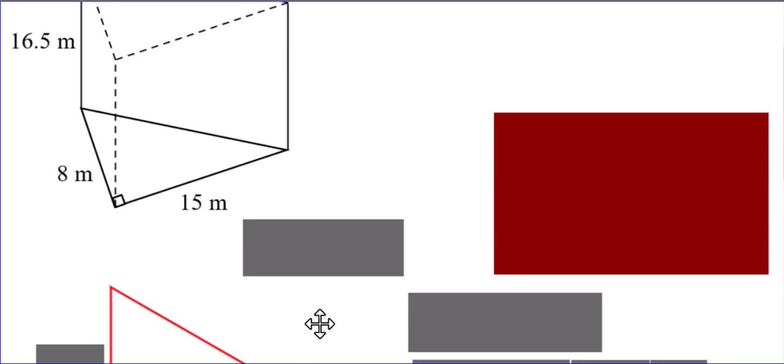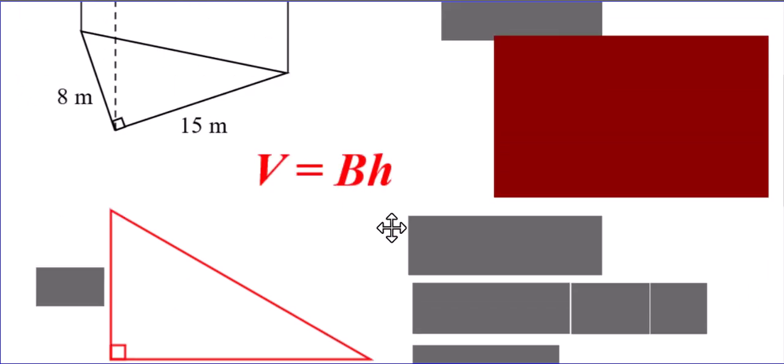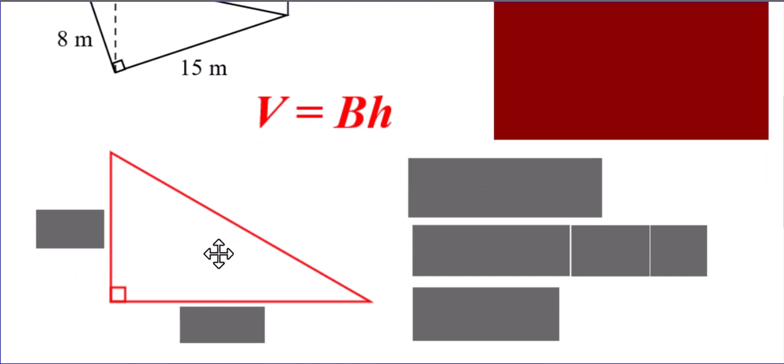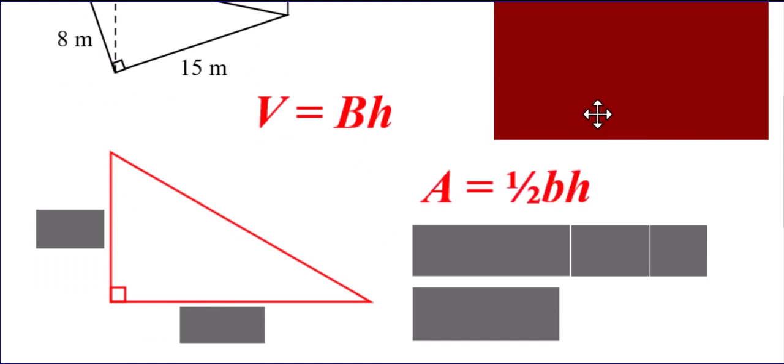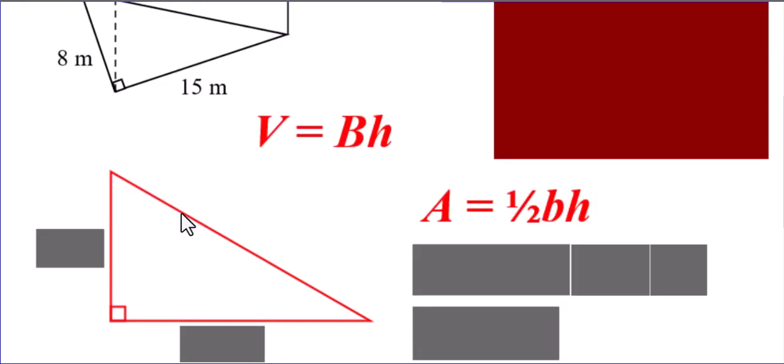So what are the measurements that I need? Well, for the volume, capital B times H, but capital B is the area of whatever my base is. My base is a triangle. Find its area formula. Boom. What's the base and the height? Well, they are the measurements that meet at a right angle. You can see here, 15 meters is this length and 8 meters is this length. They meet at the right angle.